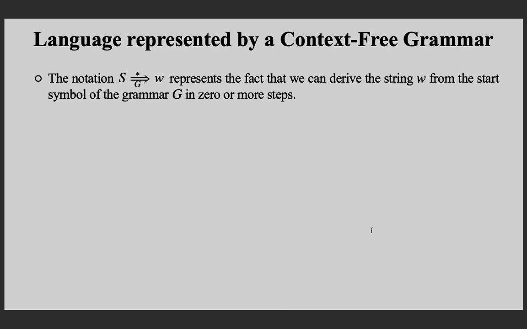For that, let us look at this notation. This represents the fact that we can derive the string W from the start symbol S of the grammar G using 0 or more steps in the derivation. Star stands for 0 or more steps, that is deriving the string W from the start symbol S of the grammar G by using 0 or more steps in the derivation, that is the notation.